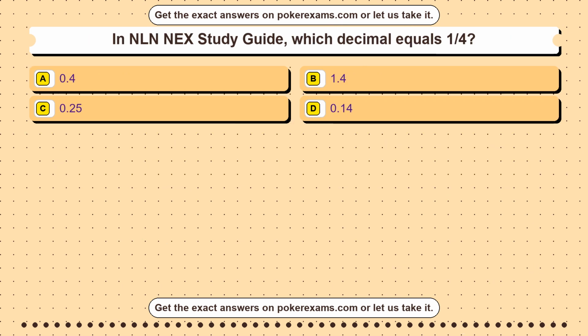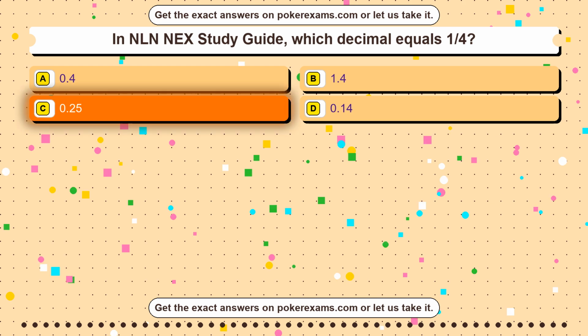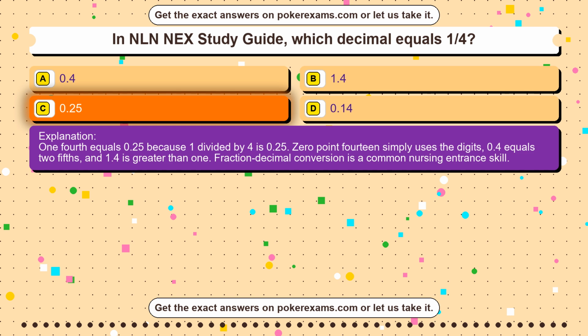Question 43. In NLN NEX Study Guide, which decimal equals 1/4? Option A 0.4. Option B 1.4. Option C 0.25. Option D 0.14. The correct answer is option C, 0.25. 1/4 equals 0.25 because 1 divided by 4 is 0.25. 0.14 simply uses the digits, 0.4 equals 2/5, and 1.4 is greater than 1. Fraction decimal conversion is a common nursing entrance skill.